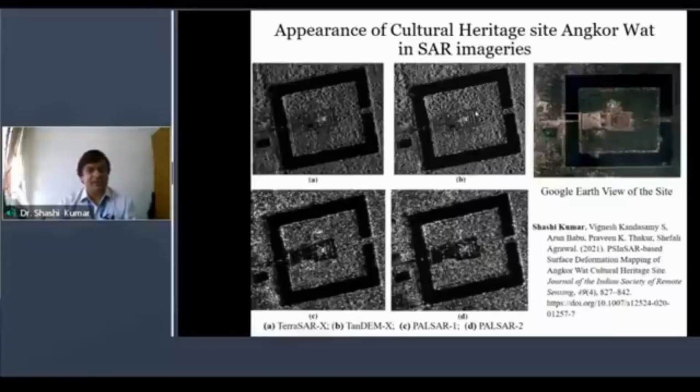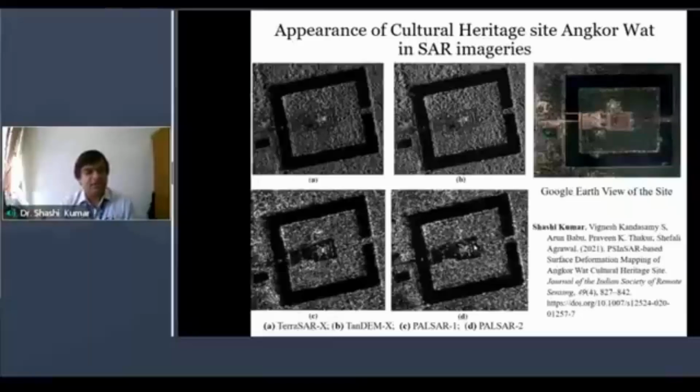Now, in this imagery, we can easily see all the walls of the heritage site. So this could be easily seen. But in the PALSAR-1 and PALSAR-2 images, we are not able to clearly see all the walls, but from the appearance of the bright patches, one will be able to identify that this is a linear feature and walls are there.